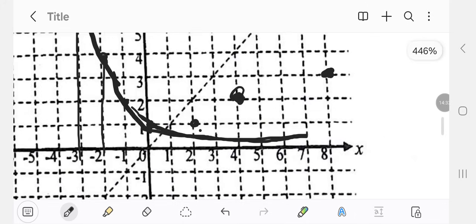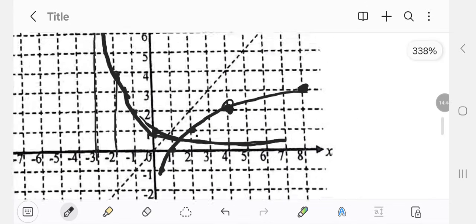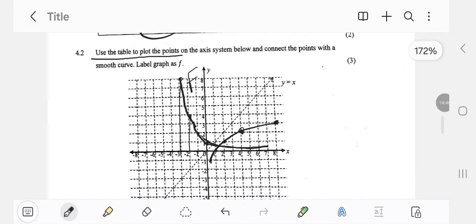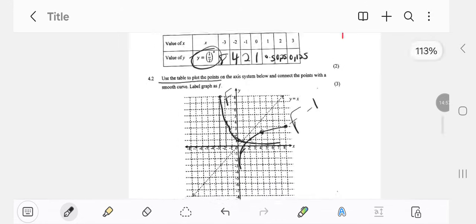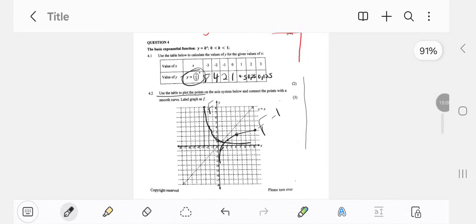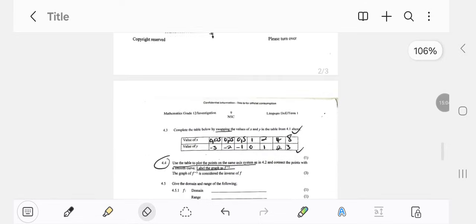Zoom there, and then they meet here. So our graph goes like that. And if I'm sure, as long as it does not touch the line, so this is the inverse.